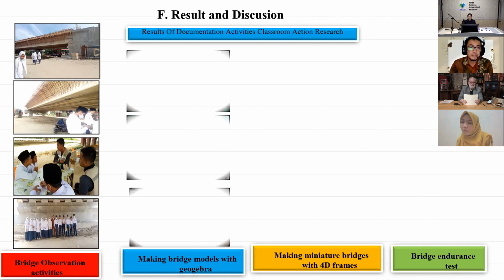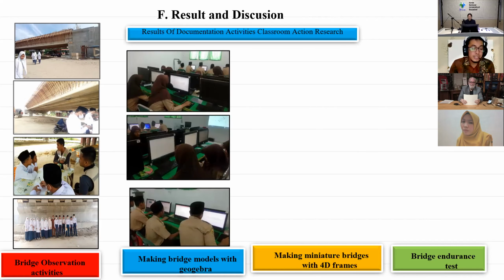Next, make a bridge model with GeoGebra. Based on the results of the observation, students look for images on the internet and redraw them in the GeoGebra application, and then modify them to create a bridge.